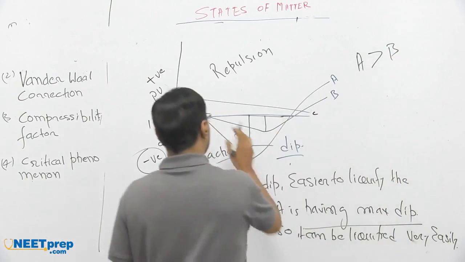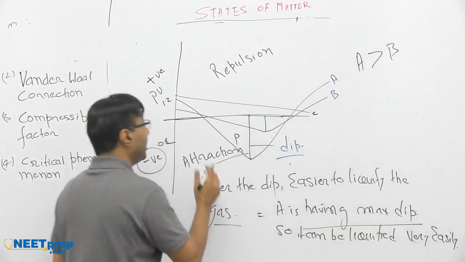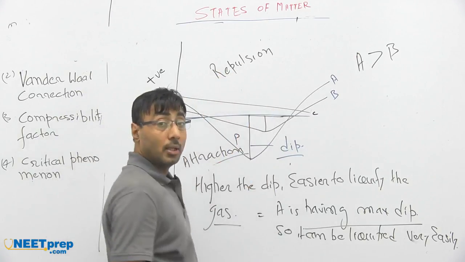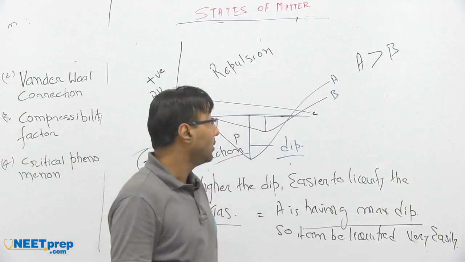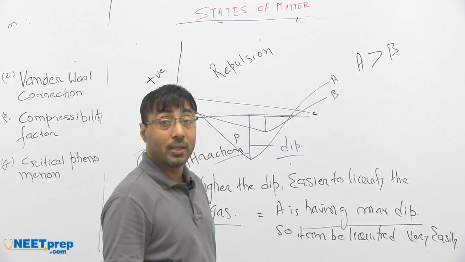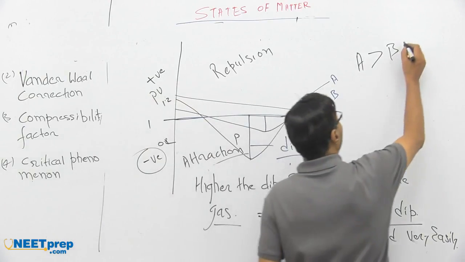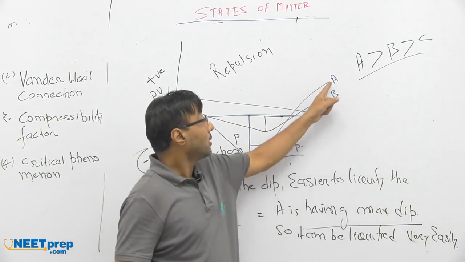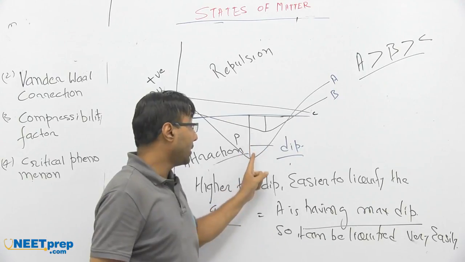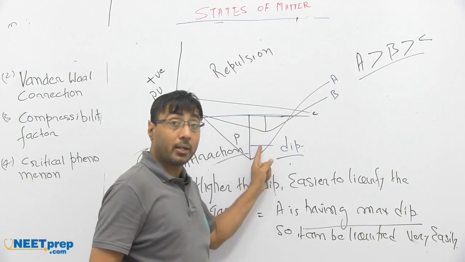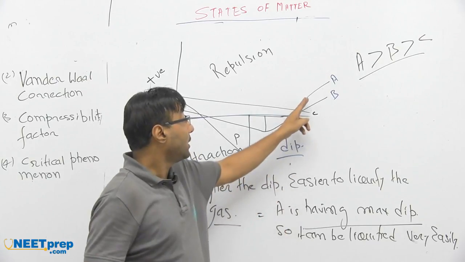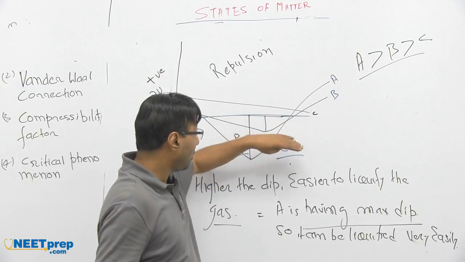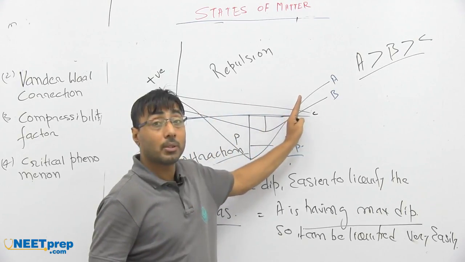But if we see the C, this is having entire graph in the repulsive zone. Means generally it cannot be liquefied easily. So if we have to compare the ease of liquefaction, it is A, B and C. Why? Because this graph is having maximum dip. Higher the dip means more attractive force. More attractive force means easier to liquefy. This is having the graph in almost all the time in the zone which is having repulsive forces.